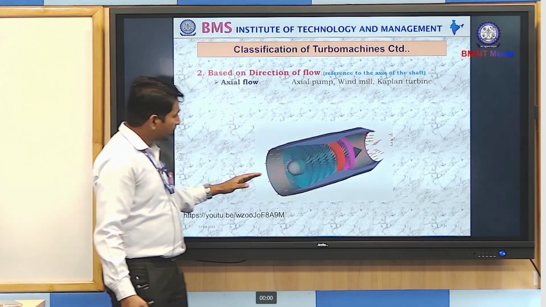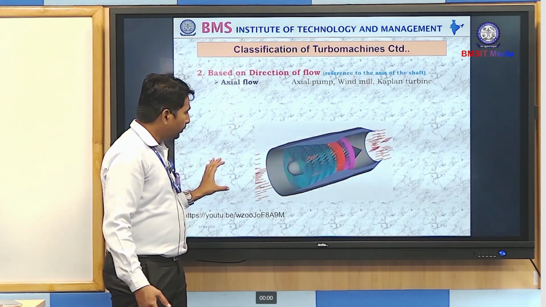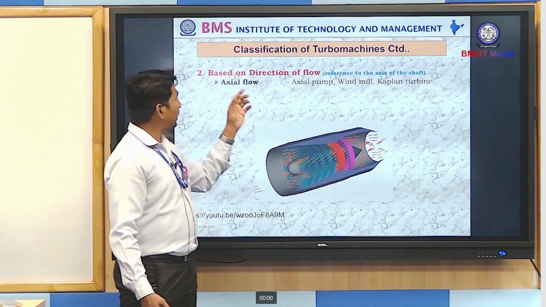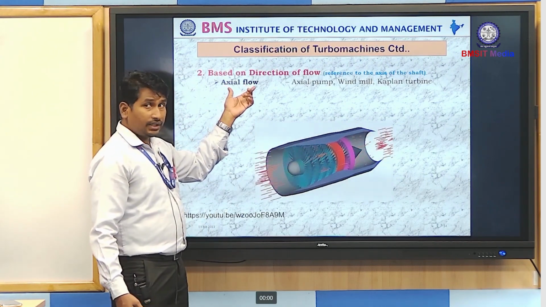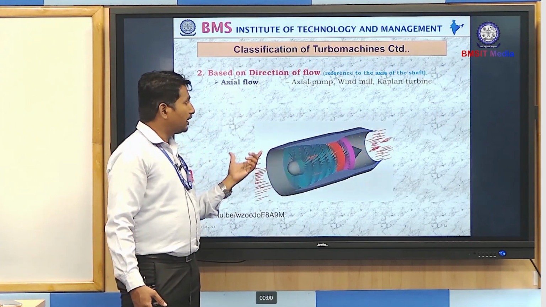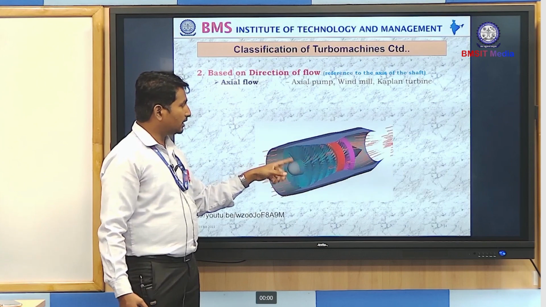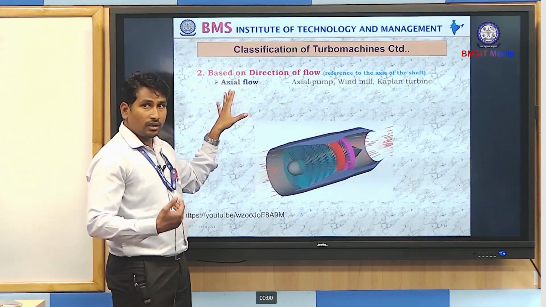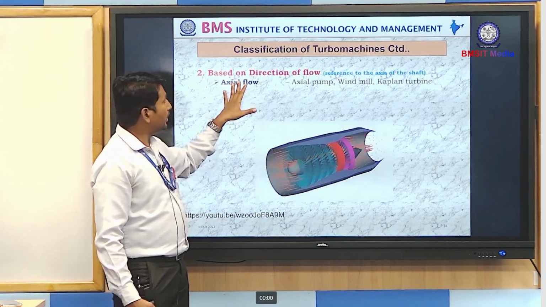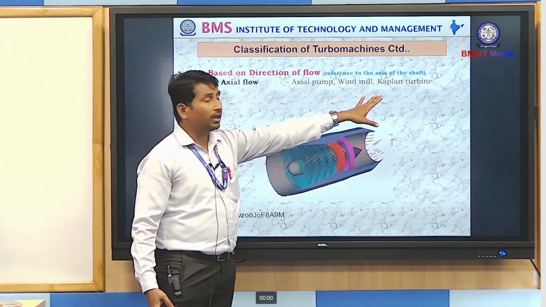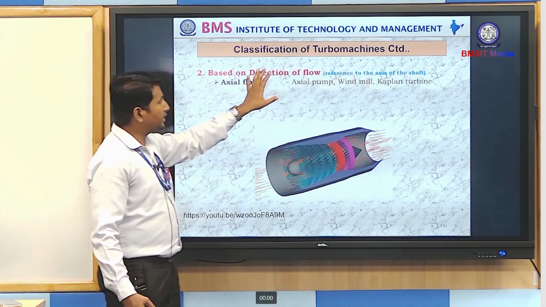See here, this is considering the axis is at the center and the fluid is flowing along with the axis. So it is called axial flow. Depending upon the fluid flow along with the axis, based on the arrangement of the fluid as well as axis, we are going to name them axial flow machines, radial flow machines, mixed flow machines. We will see further. The best examples for the axial flow machine are axial pump, windmill, Kaplan turbine.